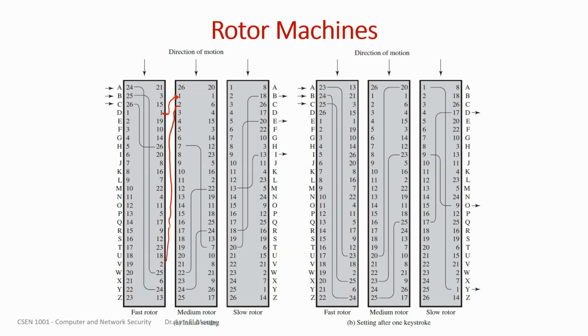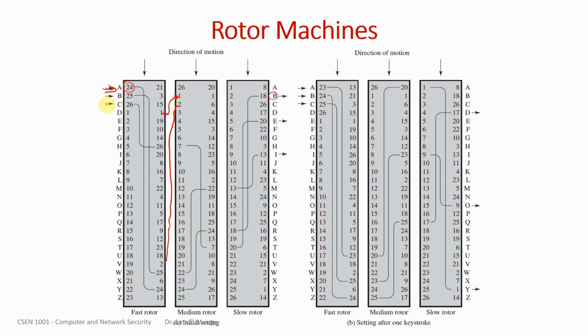Let's say someone presses A. A corresponds to position 24 on the input of the first router. Position 24, as you see here, if you trace this wire, it is connected to position 24 here. Position 24 here is connected to position 24 here. And then position 24 here is connected, for example, to 18. And then 18 is connected to 18, which is B. So if you press A on the typewriter, out comes B.